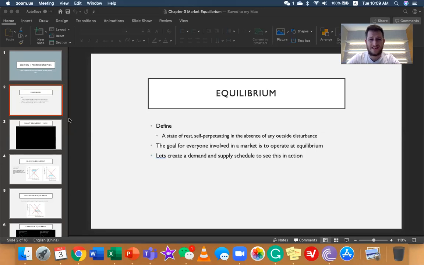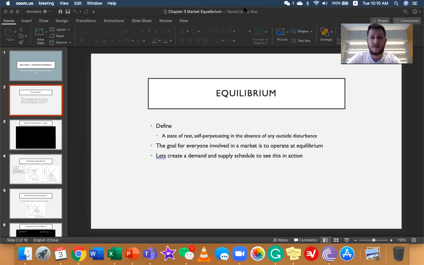So equilibrium is a state of rest. It's self-perpetuating, meaning that it will always exist if there's no outside disturbances. So that could be government or other outside operators. But if nothing is affecting it, equilibrium is always going to exist. And the goal of the market is to reach equilibrium. But that's not always what ends up happening.